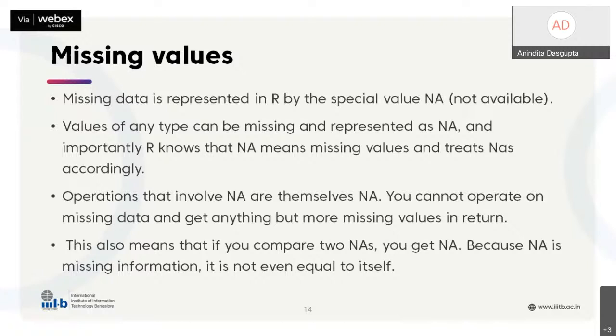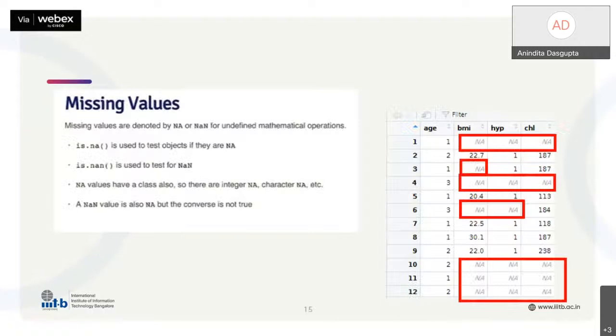This also means that if you compare two NAs, you will get NA, because NA is missing information. So we can use is.na to detect if it is an NA value, or is.nan.